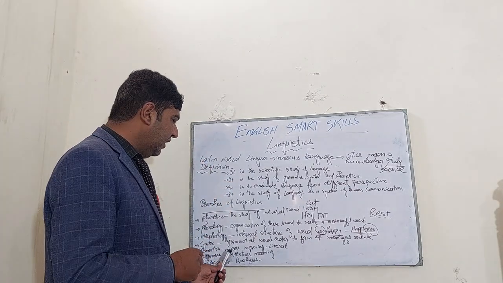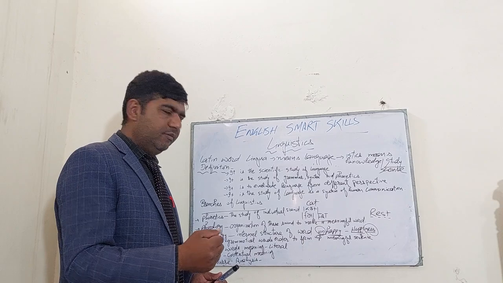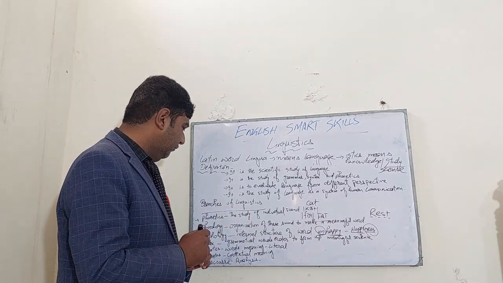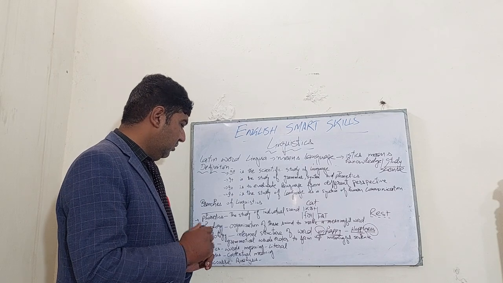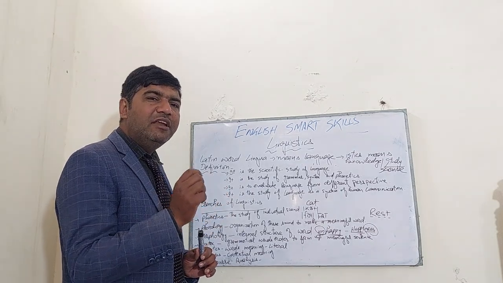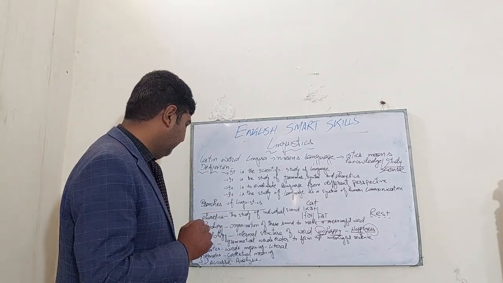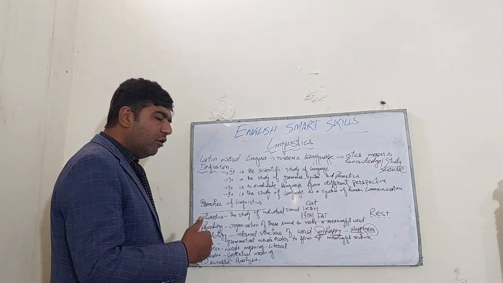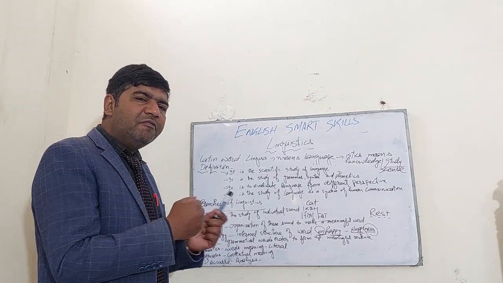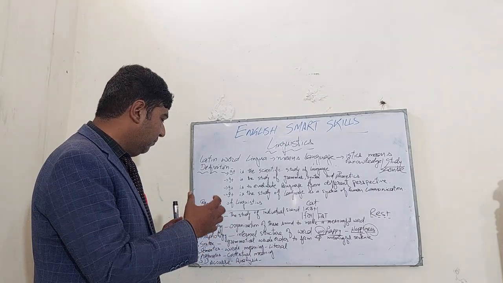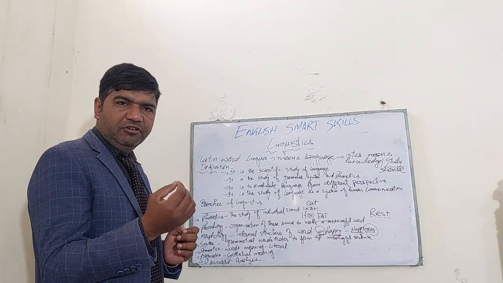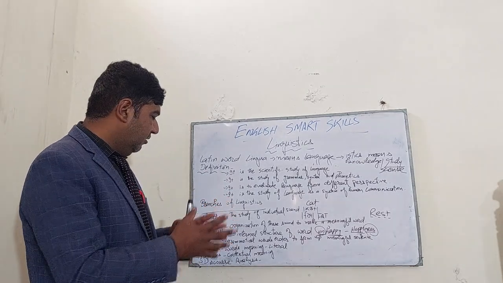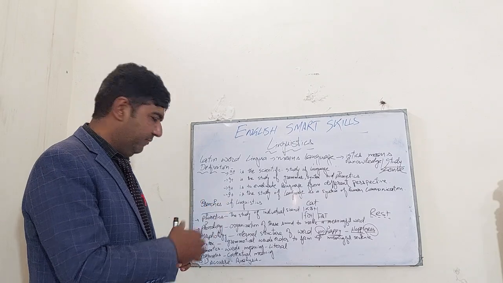Semantics. Semantics, word meaning, literal meaning. To know the literal meaning of each and every word is known as semantics. It means denotative meaning, real meaning. Pragmatics. Pragmatics, contextual meaning, connotative meaning. Each and every word of English definitely has some literal meaning, real meaning, and it has some pragmatic meaning, contextual meaning.